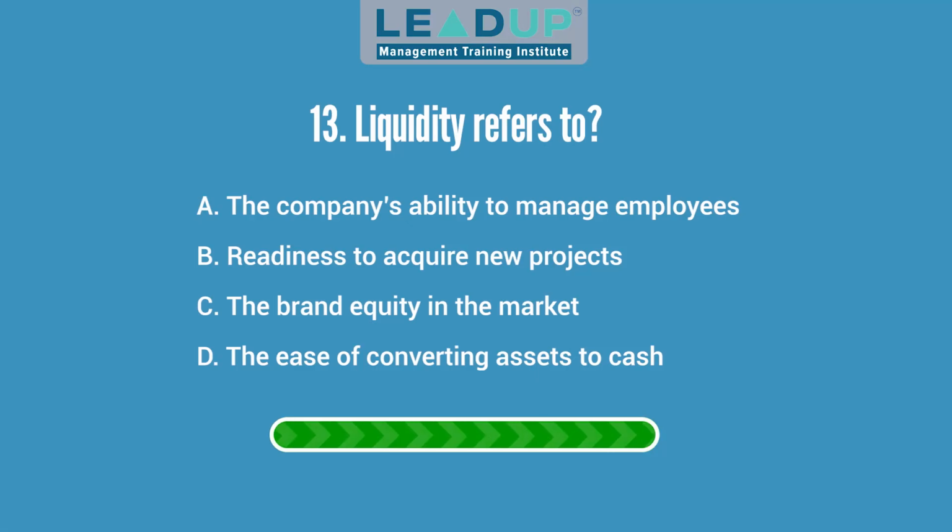Question 13. Liquidity refers to A. The company's ability to manage employees. B. Readiness to acquire new projects. C. The brand equity in the market. And D. The ease of converting assets to cash. The answer is the ease of converting assets to cash.